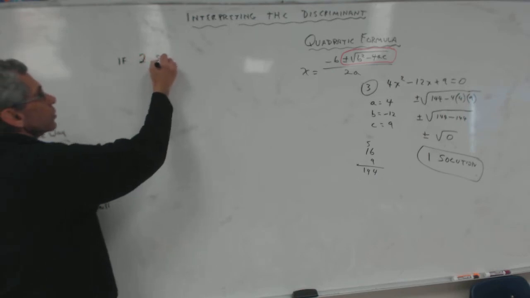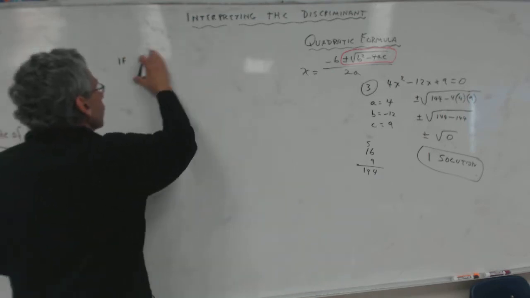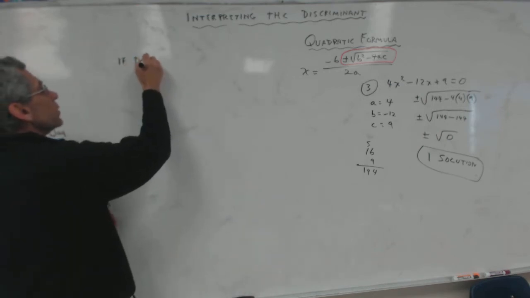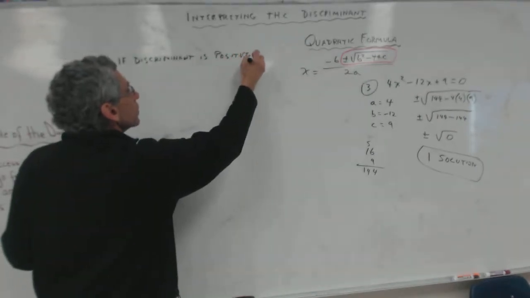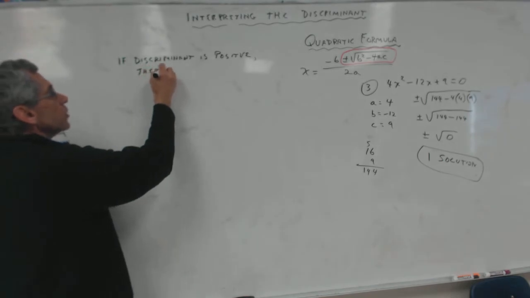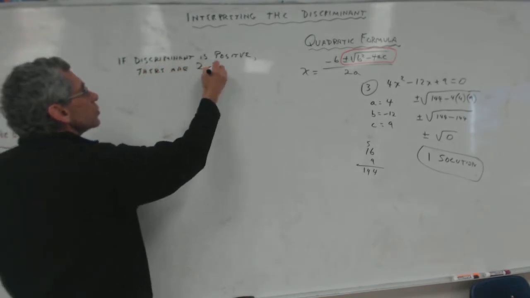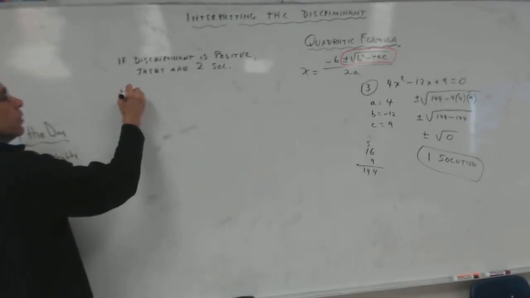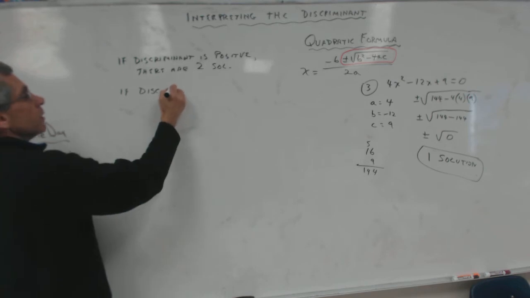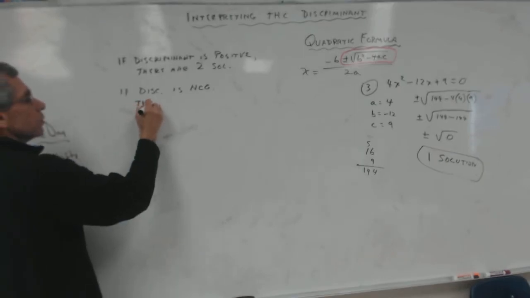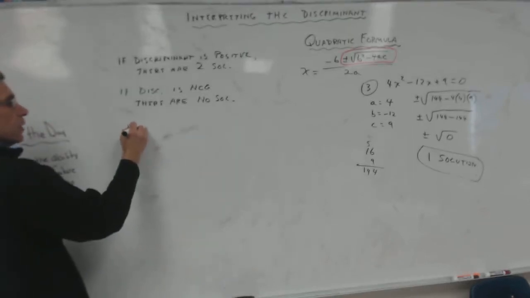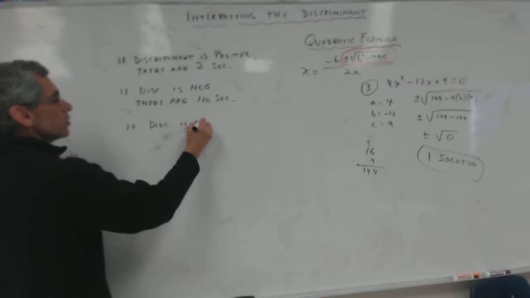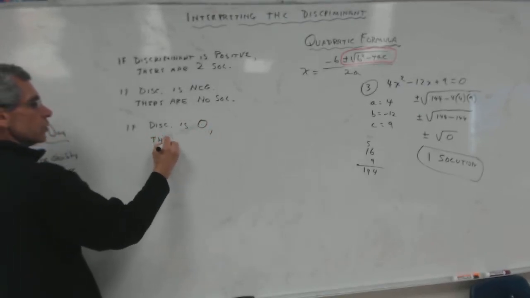If two solutions, what am I saying? If discriminant is positive, there are two solutions. Two solutions. Okay? If discriminant, I'm going to abbreviate, is negative, right? There are how many solutions? There are no solutions, right? No solutions. If the discriminant is 0, there is one solution.